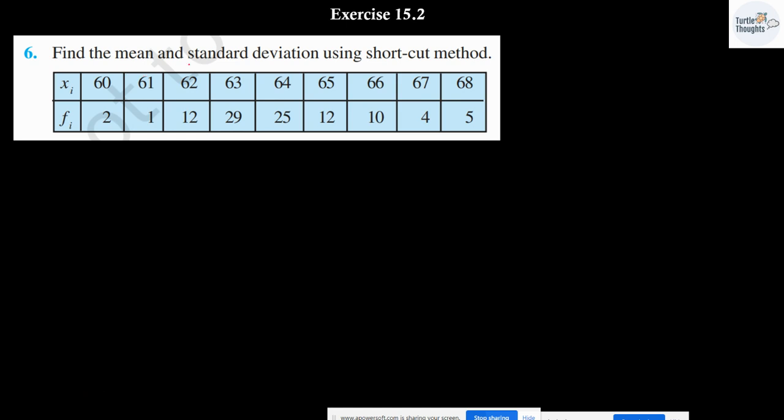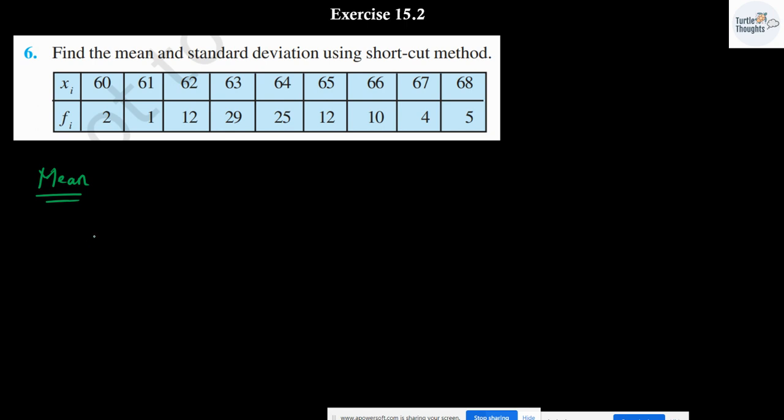Find the mean and standard deviation using the shortcut method. Xi is given, Fi is also given. So the first step here is going to be to find out the mean, and here we are going to use the assumed mean method.